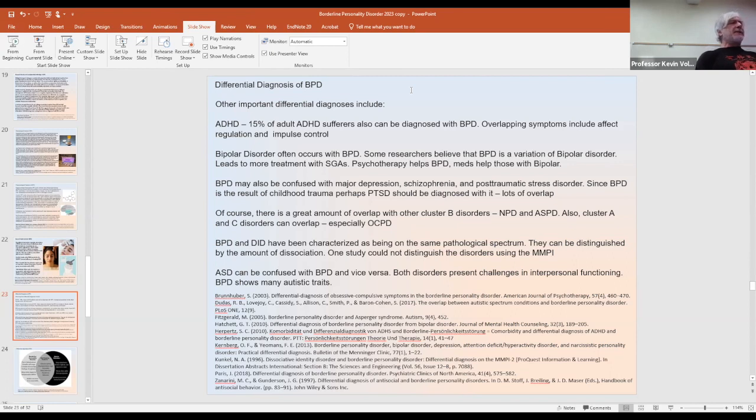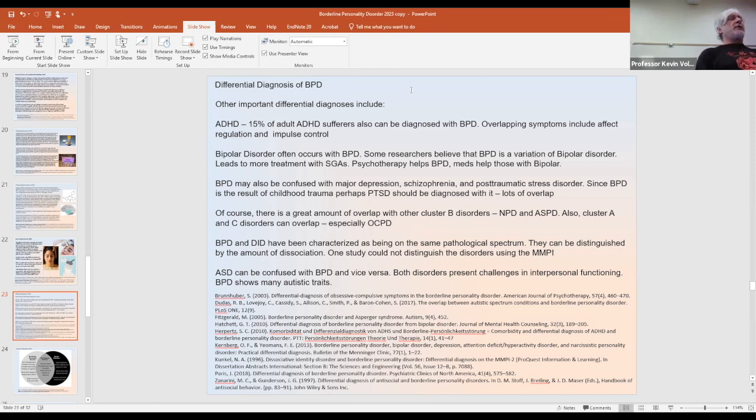Okay. Differential diagnosis. A couple of things you need to be concerned about. ADHD: about 15% of ADHD sufferers are also diagnosed with BPD. Overlapping symptoms include emotional regulation and impulse control. Bipolar often occurs with BPD. Some researchers believe that BPD is a variation of bipolar disorder.